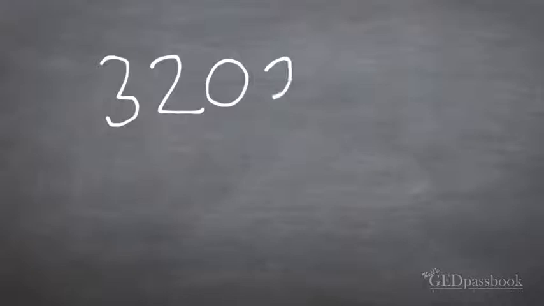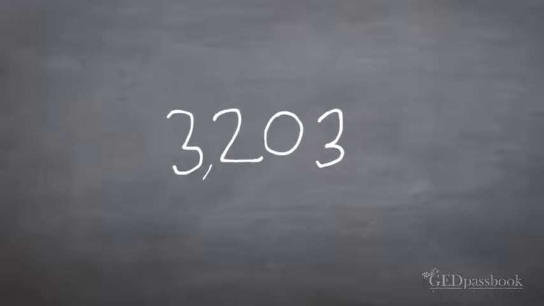So 3,203. By the way, that's how you say that. 3,203. All right. The thing is, this is a number, yes. The thing is, every number has something called place value. Now, you probably already know what it is. For instance, this first number here. This first number.